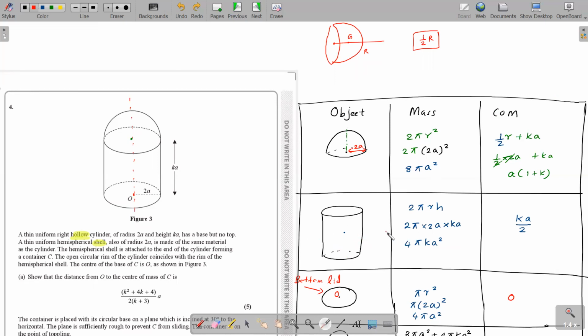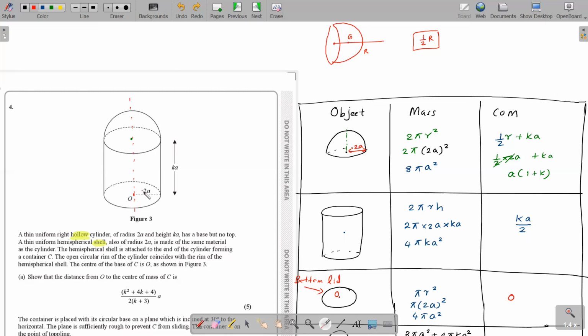So how do I get the curved surface area of the cylinder? You need to remember these formulas. Curved surface area of a cylinder is 2 pi r h. 2 pi r is the circumference of the circle and h is the height. When you multiply that by the height, you get the area of the rectangle, because this is a rectangle that you bent to form the cylindrical body. So 2 pi r into h, and radius is 2a, height h is ka. You can simplify and get this.